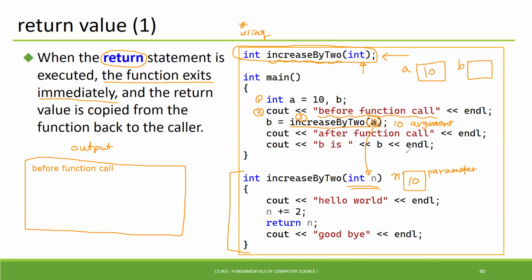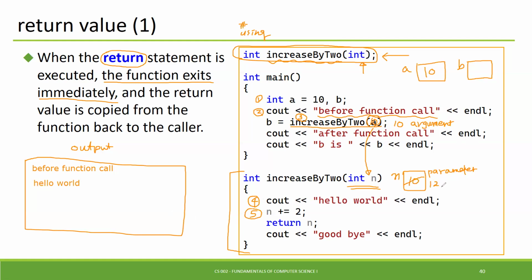Okay, so n has 10, and this is the line to be executed next. So hello world will be printed out here. And then n is incremented by 2. So n becomes 12, right?